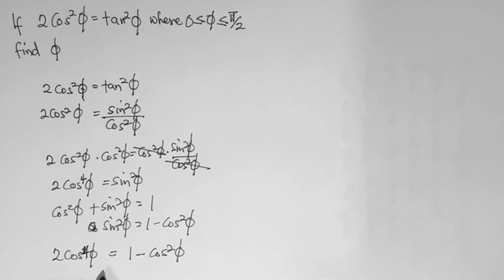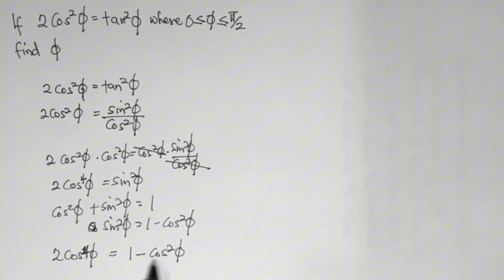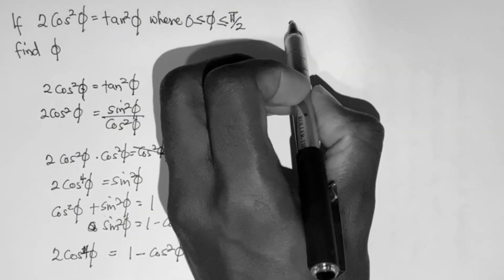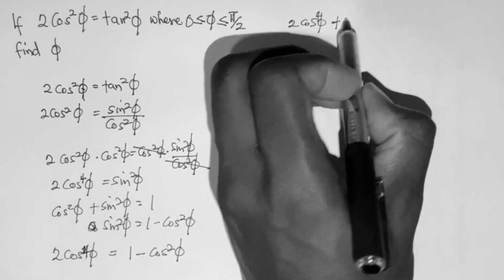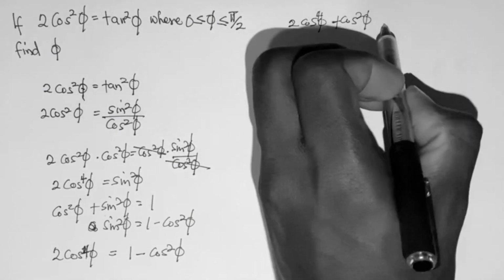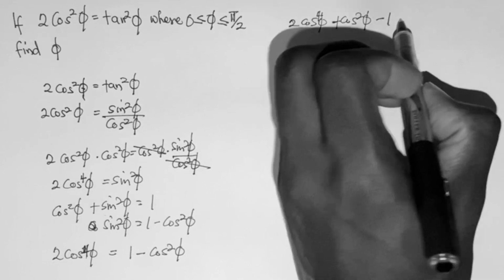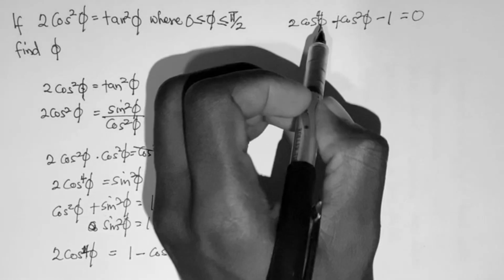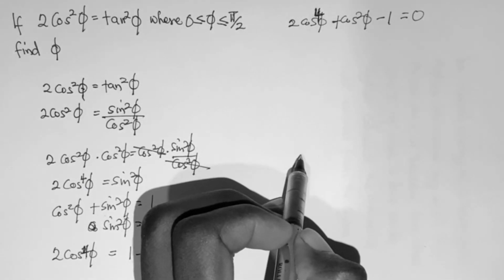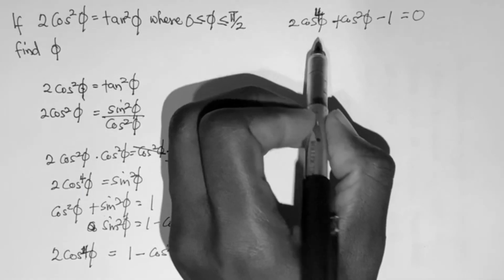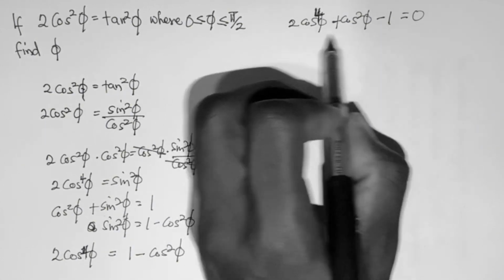So continuing from here, let's take everything to the left hand side of the equation. So it becomes 2 cos phi exponent 4, then plus cos squared phi, then minus 1 is equal to 0. So let me write this well. So here's exponent 4. So now, how do we solve this equation?